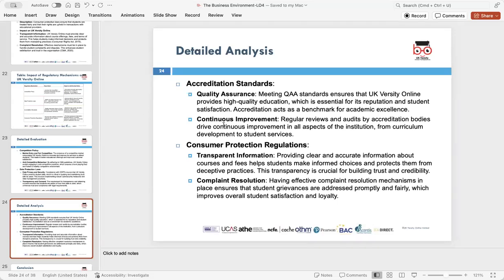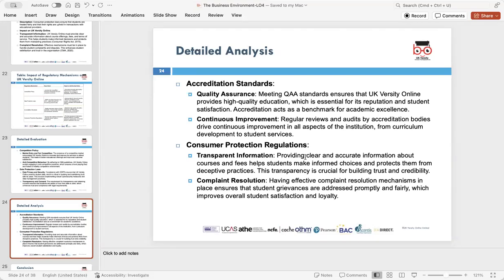Continuous improvement. Regular reviews and audits conducted by these bodies drive continuous improvement across all facets of UK Versity Online. These assessments prompt the institution to refine its curriculum, upgrade facilities, and enhance student support services continuously. By striving for excellence and adapting to evolving educational norms, UK Versity Online ensures that it remains competitive and responsive to student needs.